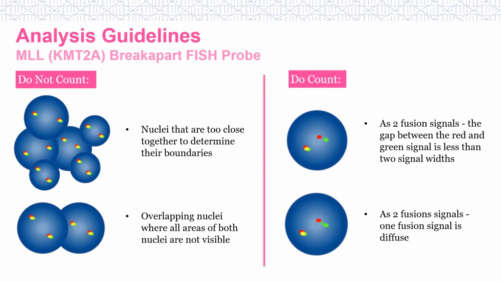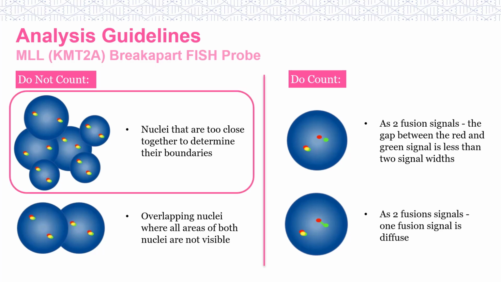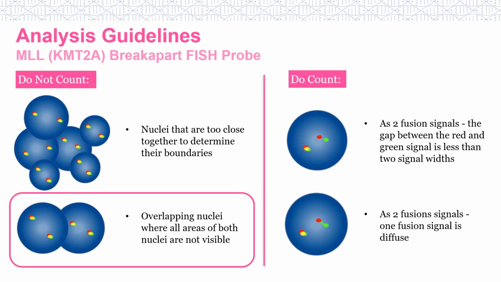The guidelines for analysing the MLL, also known as KMT2A break-apart probe, also include instructions that analysts should be sure not to analyse nuclei clumped together, where cell boundaries cannot be determined, and areas that have overlapped nuclei where all of the nuclei is not visible.